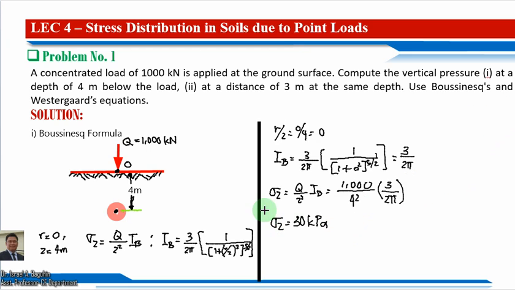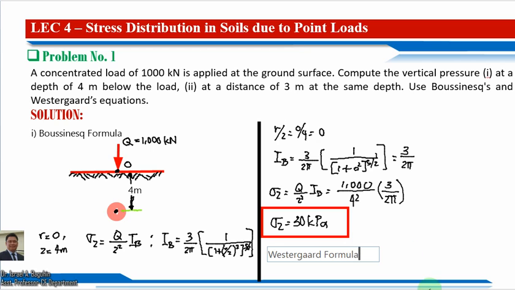Okay, so this would be it now for our Boussinesq formula for the vertical stress at this point acting 4 meters below the point O. Okay, so second, we are going to determine the sigma z using the Westergaard formula.